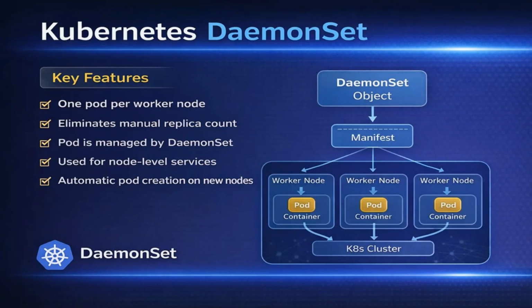Okay. So if tomorrow you have 10 servers, then you need 10 pods. If you have 20 servers, then you need 20 pods. If you have 100 servers, then you need 100 pods. So that means one server, only one pod. So the number of pods is directly equal to the number of servers, that means the number of worker nodes. Okay. Why is Deployment not a good fit here?